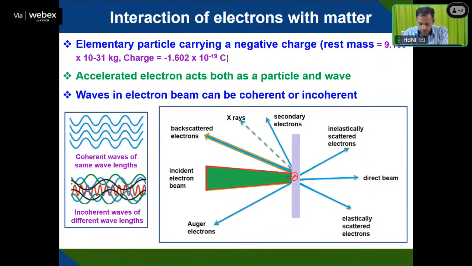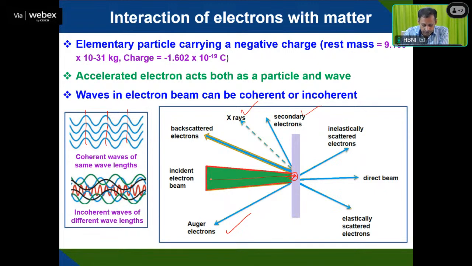Once the electron beam falls on the material, it can be coherent or incoherent. If it is coherent, all the phases are in the same position; if incoherent, they are in destructive interference. When the electron beam falls on the material, a secondary electron can be produced, some X-rays can be produced, an Auger electron can be produced, or some inelastic or elastic scattering can also be observed.